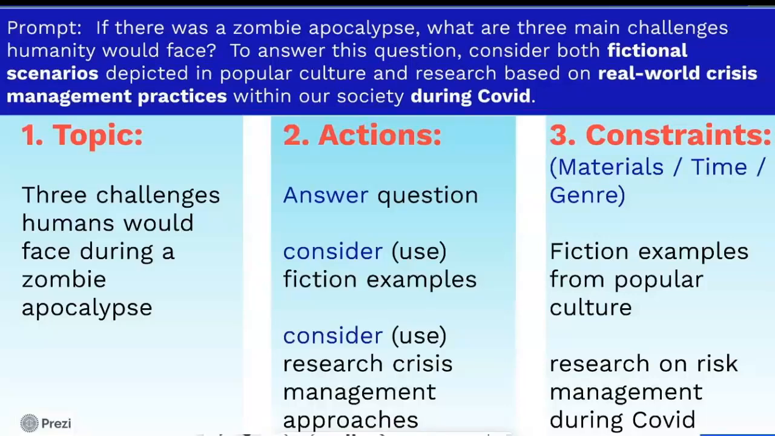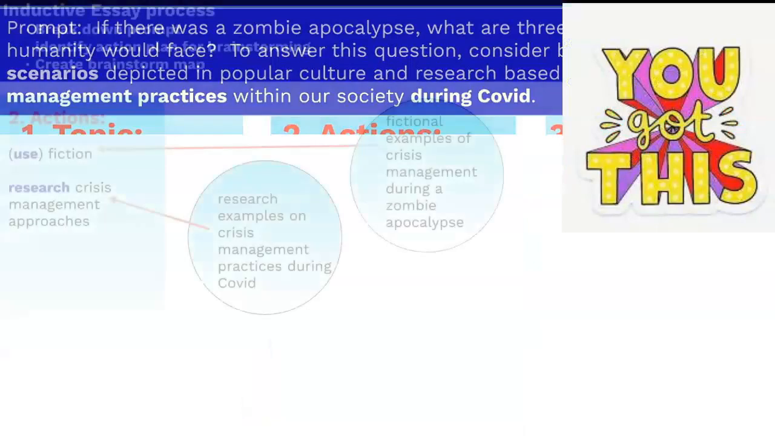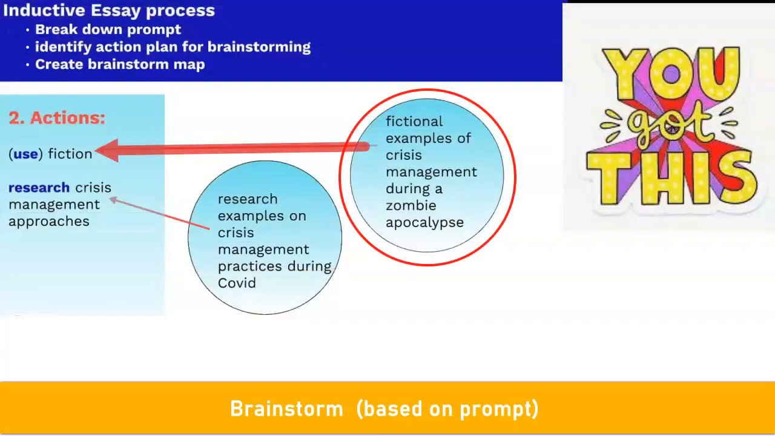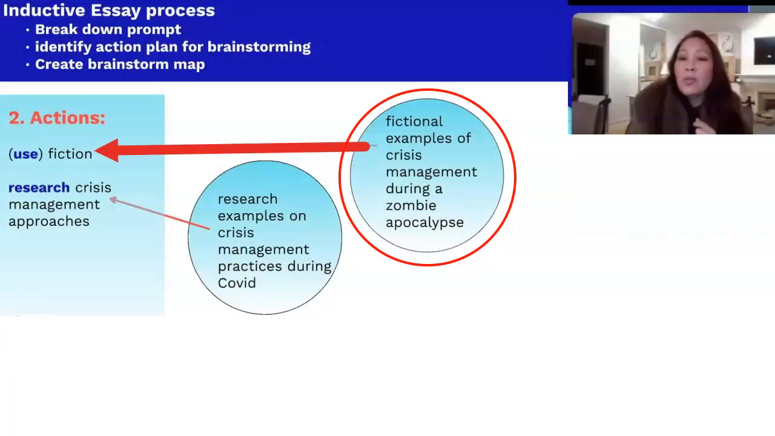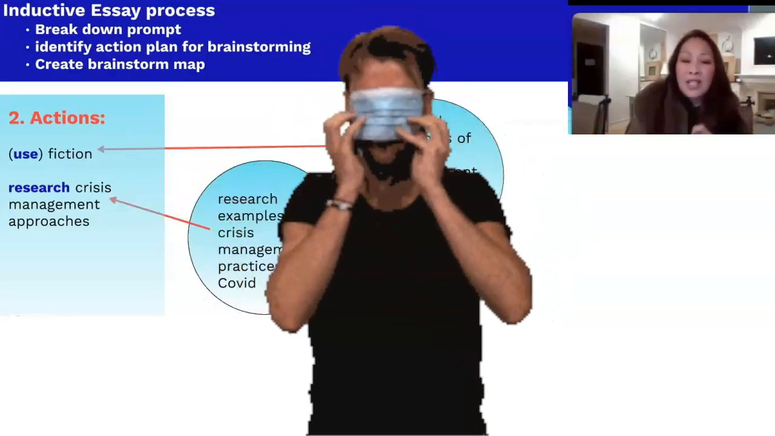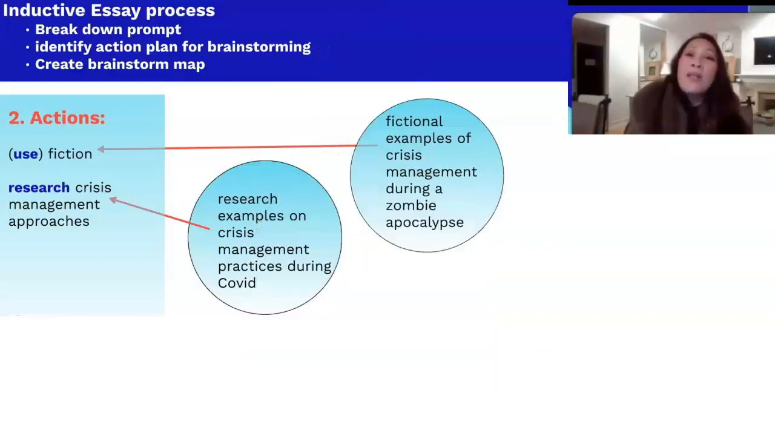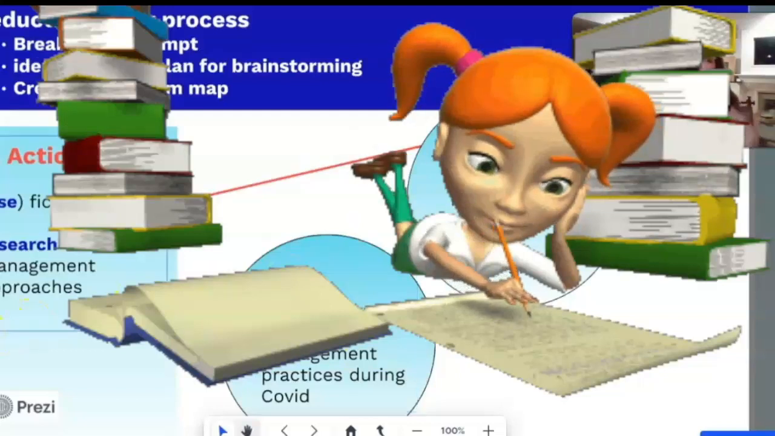paper. So now that I have my action plan or I've broken down the prompt, I now know what to do for my brainstorms. So the professor said to use fiction, so I have a brainstorm that I'm going to do about fictional examples. And the professor also said to use research about crisis management approaches during COVID. So I have a brainstorm bubble that I'm going to use, and I'm going to gather information, and then I'll fill out these bubbles.